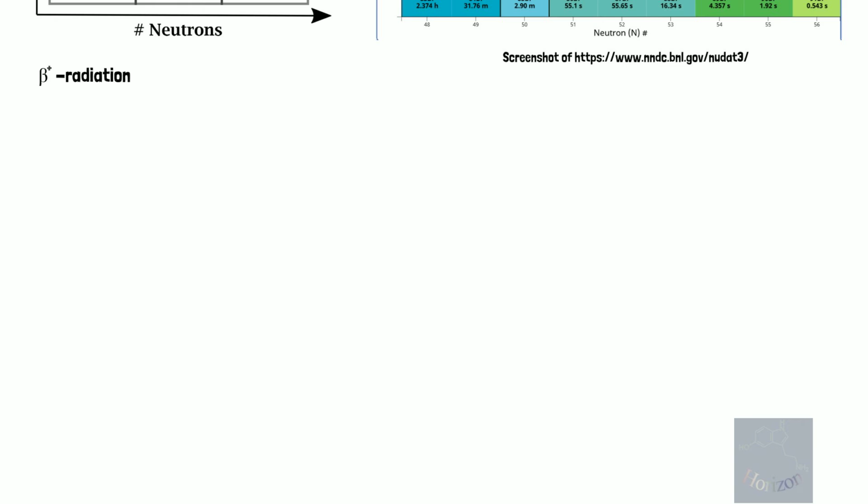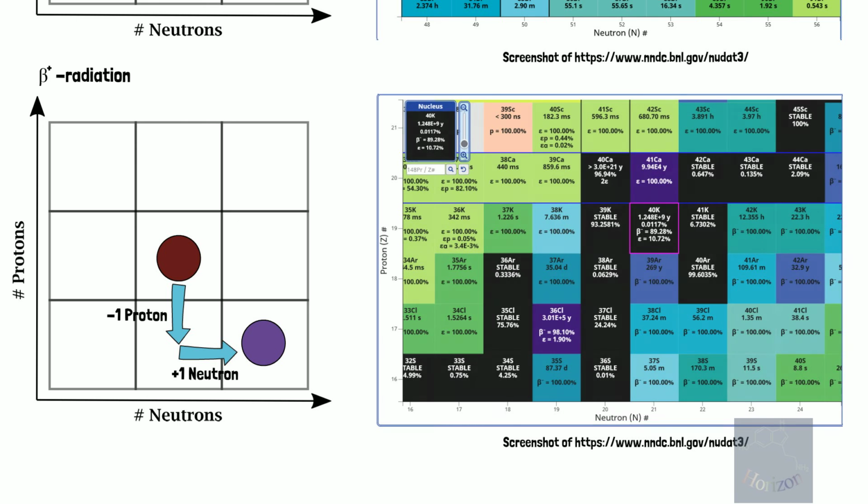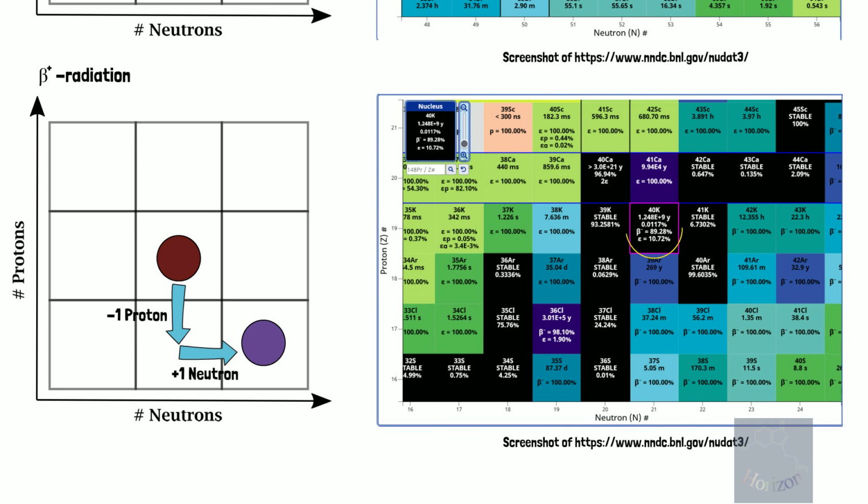In the case of beta-plus decay, the daughter nuclide has one proton less, so we go one isotope down. Since a neutron is formed, we also go one isotope to the right. Also here, we look at an example, potassium-40. Potassium-40 decays in 89.28% of the cases with beta-minus radiation, and in 10.72% of the cases with something abbreviated with epsilon. However, this is not beta-plus decay, but a process called electron capture.